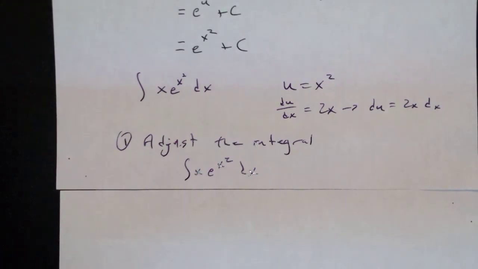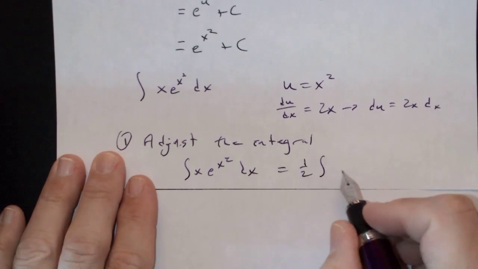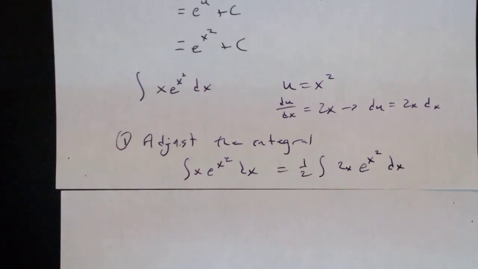I need a 2. I don't have a 2. I'm not allowed to just shove a 2 in there. The only thing I'm allowed to multiply by that doesn't change stuff is 1. So I'm going to multiply by 1, but I'm going to do it by multiplying by 2 and multiplying by a half. I'll put the 2 on the inside and the 1/2 on the outside.